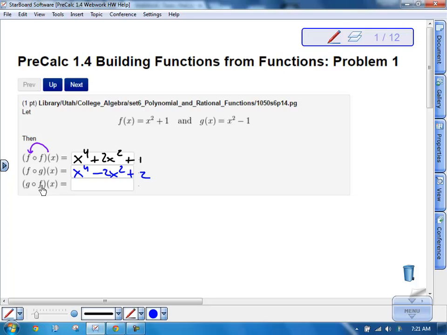Alright, for the last one then, we're going to do g of f of x, taking f of x and plugging that into g. So we're going to take this function right here and plug it right in there for that x. So (x squared plus 1) squared minus 1. You can put that there, or you can square this once again. So it'd just be this right here.